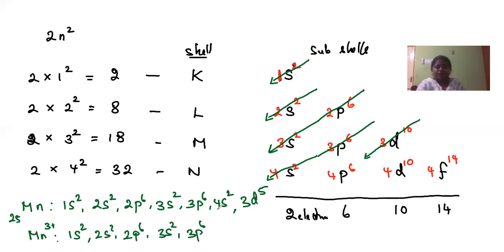So what you have to write here, after 3p6, is 3d. Okay. So 3d, you can't write 5 electrons. So 2 electrons will go from 4s and 1 electron will go from 3d. So it is 3d4. So this is the electronic configuration for manganese and the manganese ion.